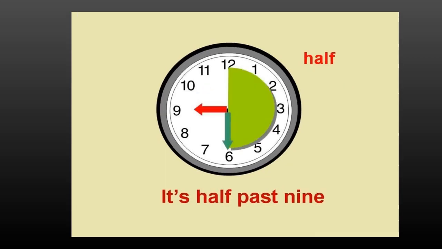Here we go to another one. Now the short arm is on the 9 and the long arm is on the 6. We know that the short arm reads the hour and the long arm reads the minutes. So now the long arm is on the 6, so we say half past. Half past what? Half past the hour. So let's look. The short arm points at the 9. So it's half past 9.